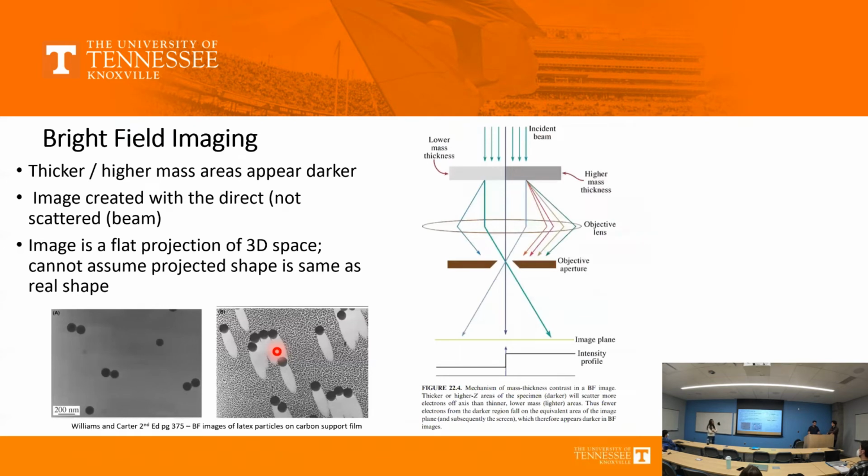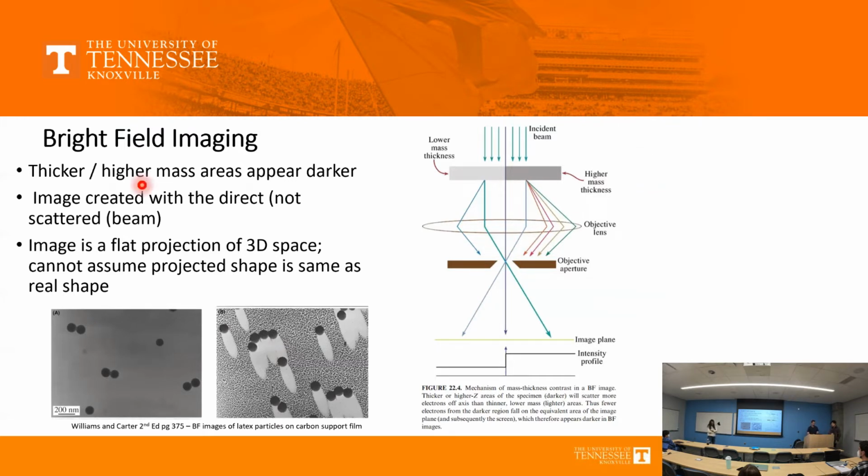Okay, so bright field. I think this is regarded as the simplest or most intuitive technique. As you can see here, you're selecting the direct beam on the optic axis as it passes through your sample, and it's a relatively straightforward and intuitive image. As said here, thicker or higher mass areas appear darker.